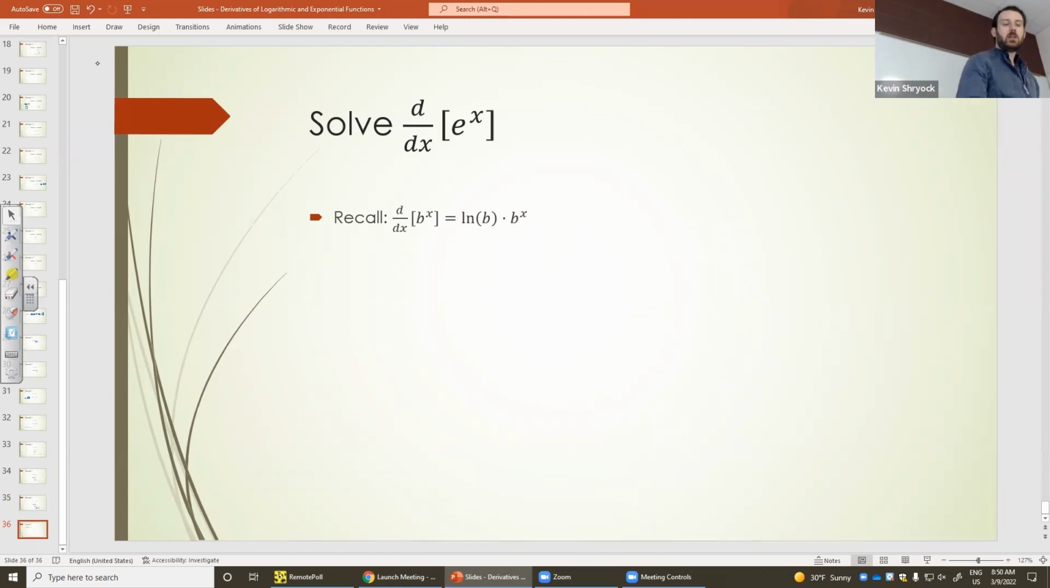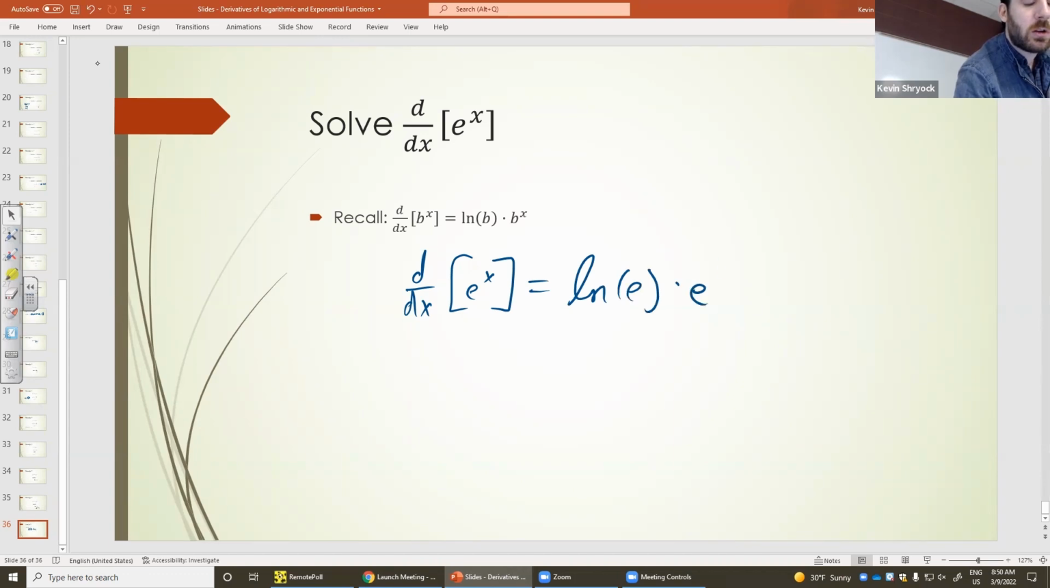So for our last little bit, if I wanted to say what's the derivative of e to the x, that's the same thing as using this structure. Natural log of the base times e to the base. And we're back to what we knew before.